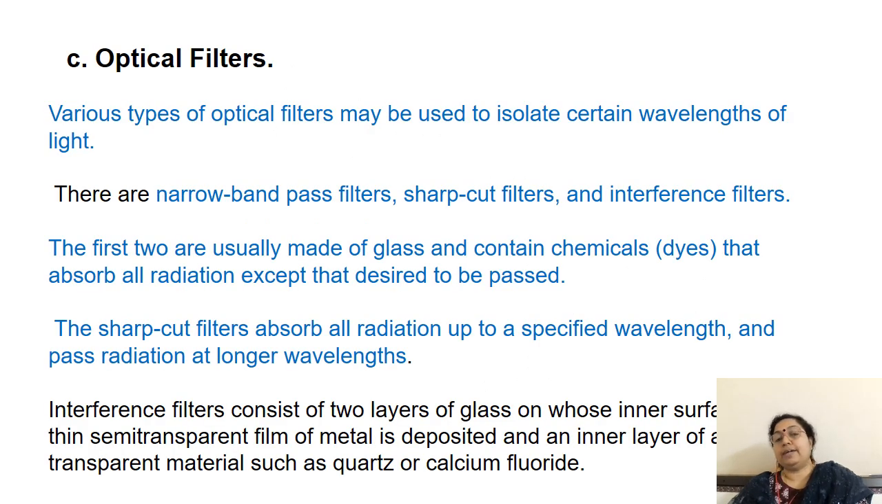Various types of optical filters can also be used to isolate a particular wavelength. There are narrowband pass filters, sharp cut filters and interference filters. The first two are usually made up of glass and contain chemicals, especially dyes, that absorb all radiation except that desired to be passed. The sharp cut filters absorb all radiation up to a specific wavelength and pass radiation at longer wavelengths.